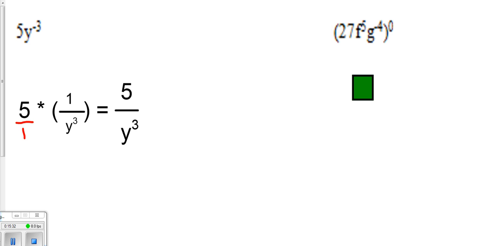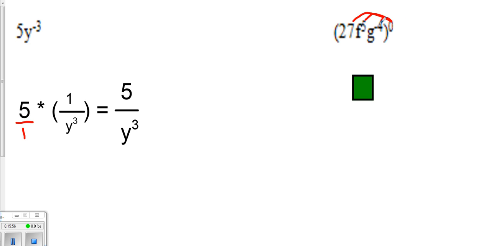In our next example, we have 27f to the 5, g to the negative 4, all of that to the 0 power. Now, we could do 0 times this, 0 times this, and 0 with this one. Remember, this is 27 to the first power, so it's 27 to the 1 times 0. 5 to the 5 times 0.